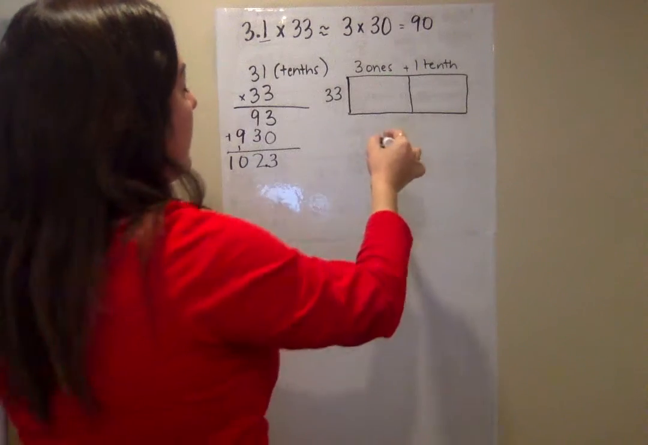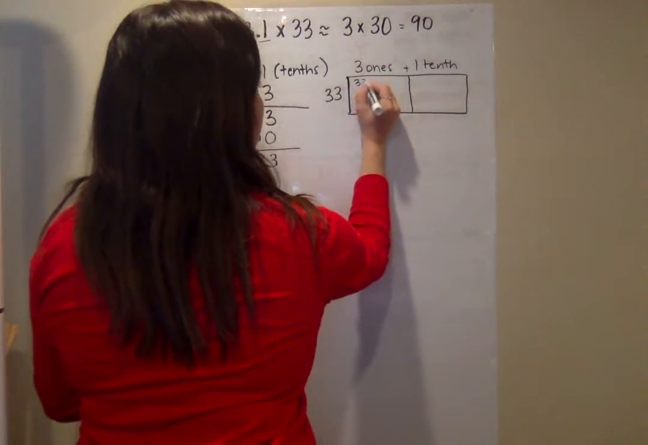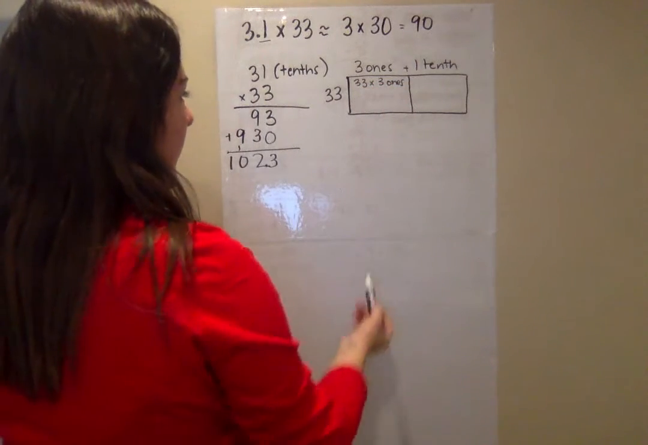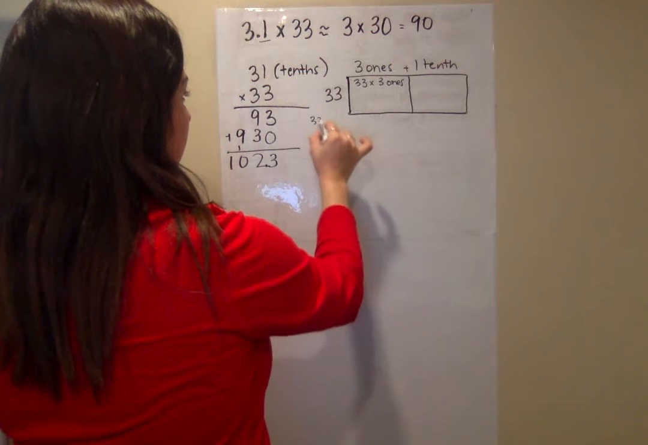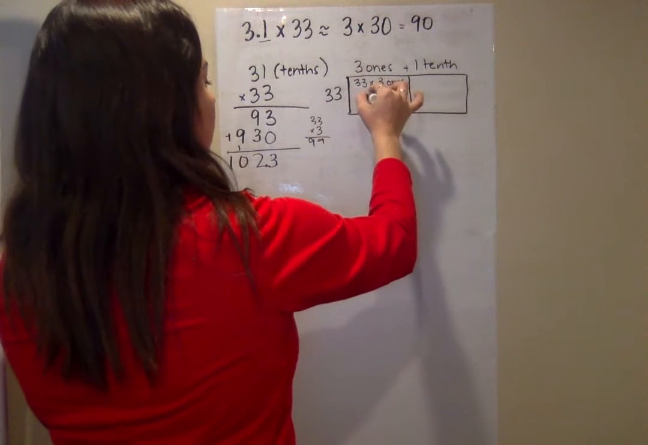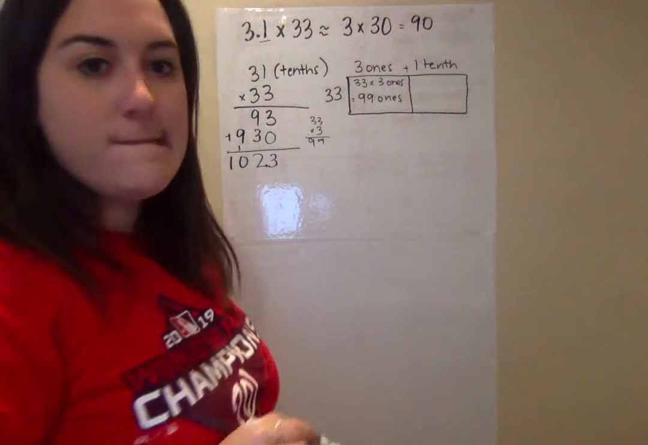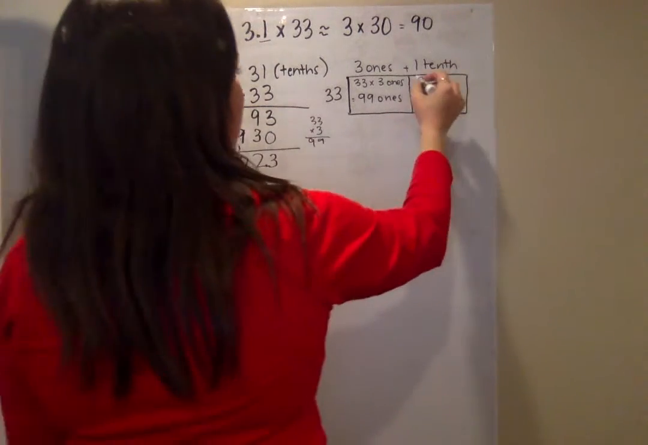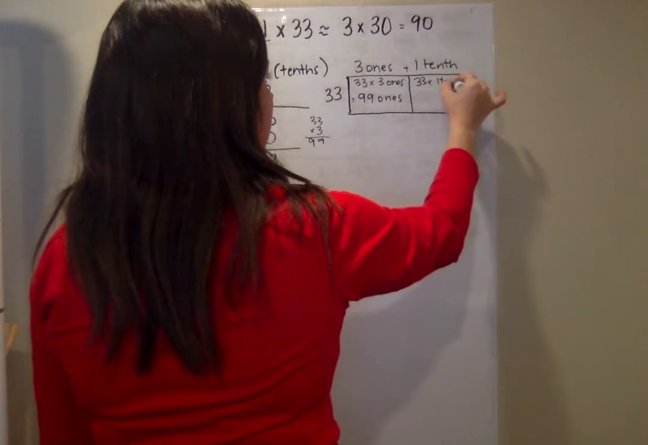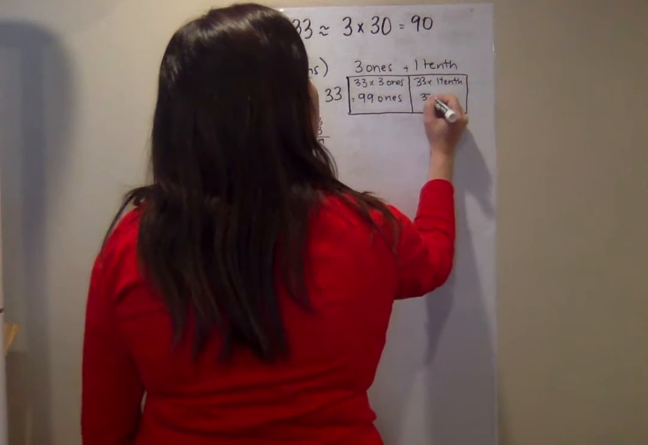Okay, now I'm just going to multiply like I normally would with the area model, so now I'm going to have 33 times 3 ones. And again, if you're not sure what that is, that's totally fine. Just come over here and write it off to the side. It's going to give you 99. So now I have 99 ones. Then I'm going to multiply 33 times this 1/10, making sure to include that unit. All right, 33 times 1 is 33 tenths.